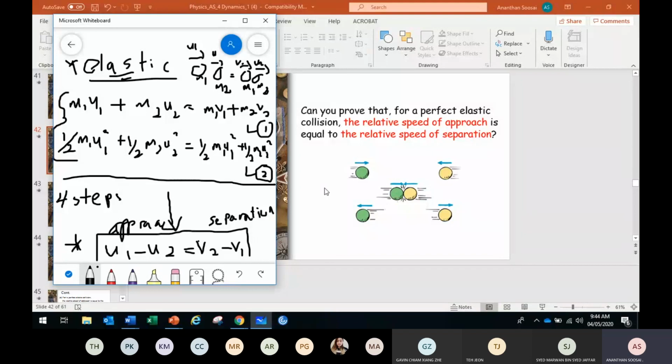For an elastic collision, U1 minus U2 equals V2 minus V1 can only be used if it's an elastic collision, and this equation is only correct by assuming all of the bodies are moving to the right. If U1 alone moves to the left, U1 alone becomes negative. We will do that later, but first I want you to derive and get this formula. Any question?